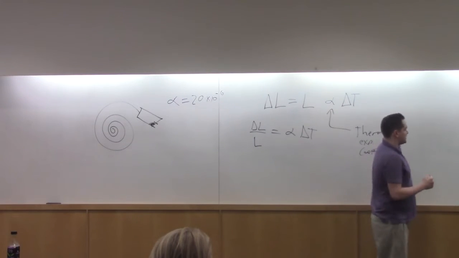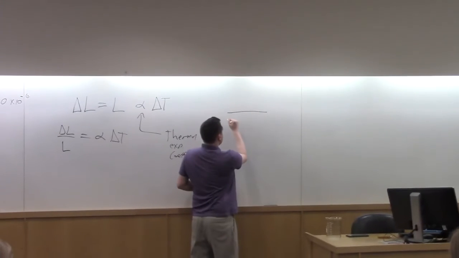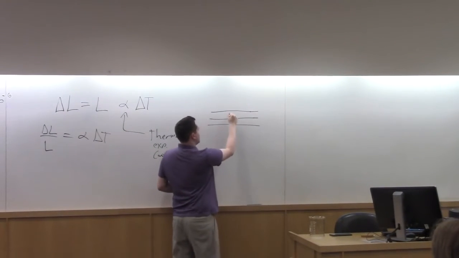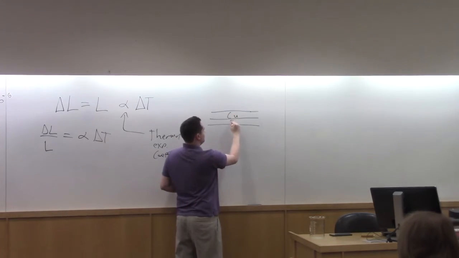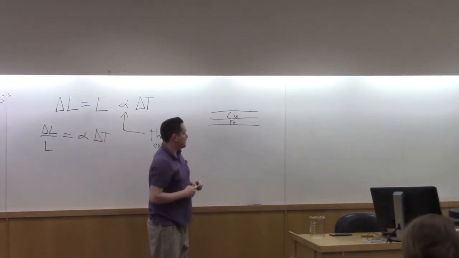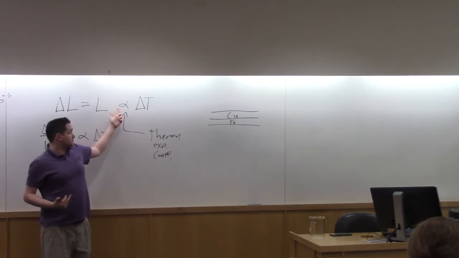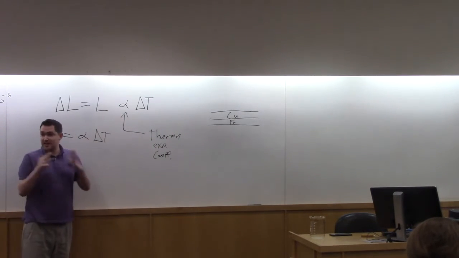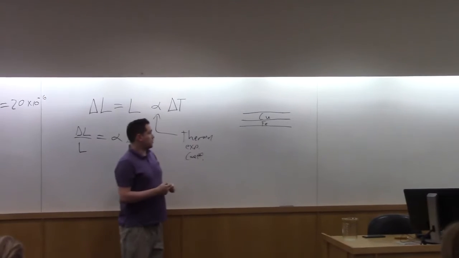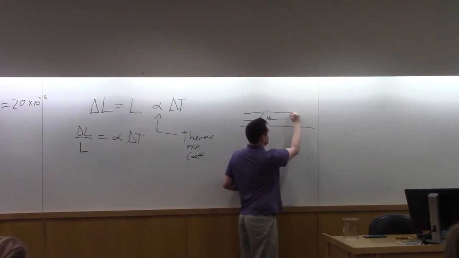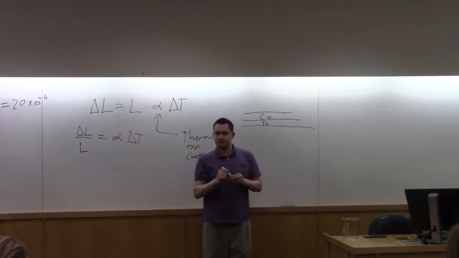What we care about is instead, what if you have two materials and they're joined together? Say this one's copper and this one's iron. So if I change the temperature, these are both going to have different thermal expansion coefficients, which means they're going to change a different amount of length. So if one gets longer than the other does, what's going to happen?